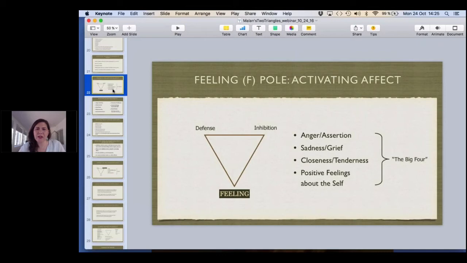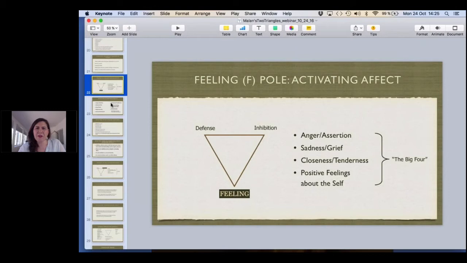So, now we're going to move to the feeling pull. For those of you who are new, we call each corner of the triangle a pull. So this is the feeling pull. There was the defense pull. There's the inhibition pull, which I usually call an inhibitory affect, or a lot of times we call it the anxiety pull because it's easier. And with the feeling pull, I brought back some slides from last time.